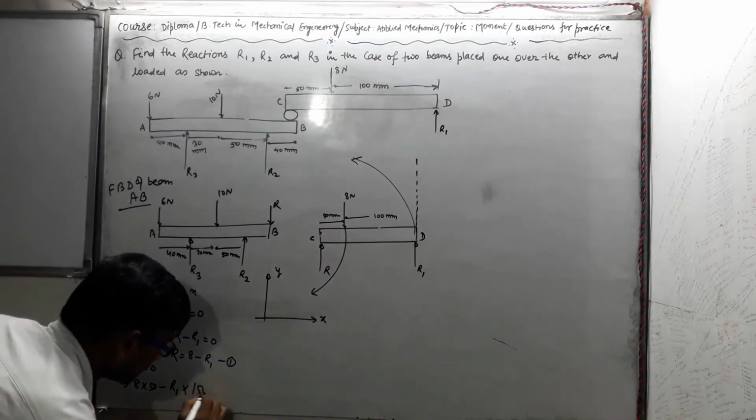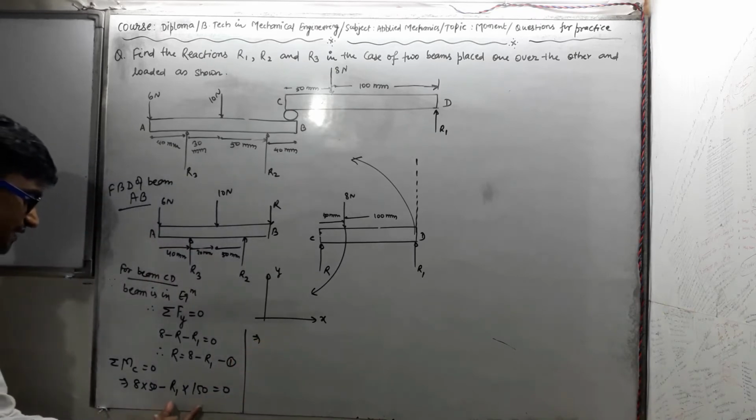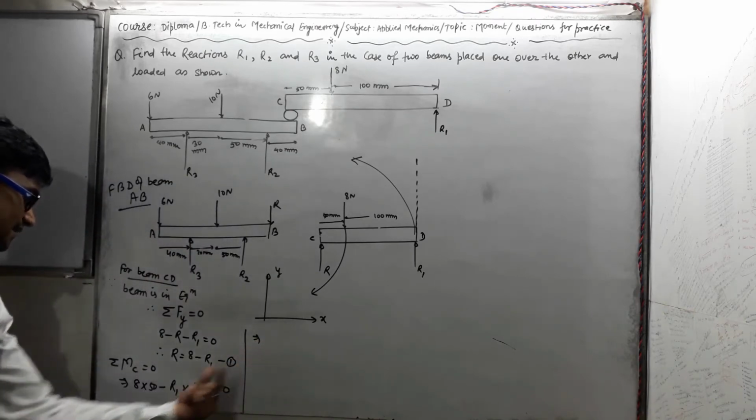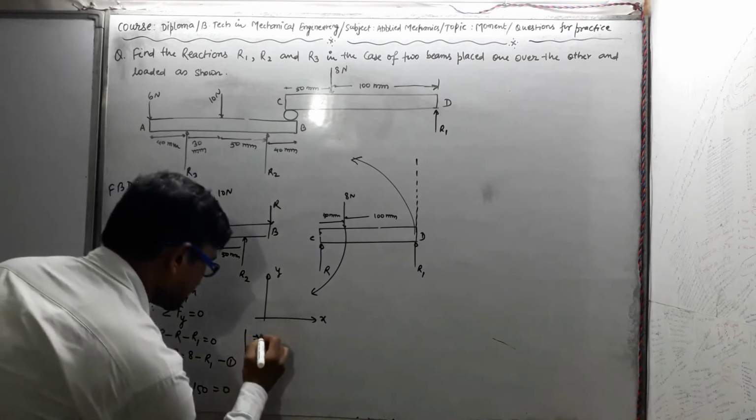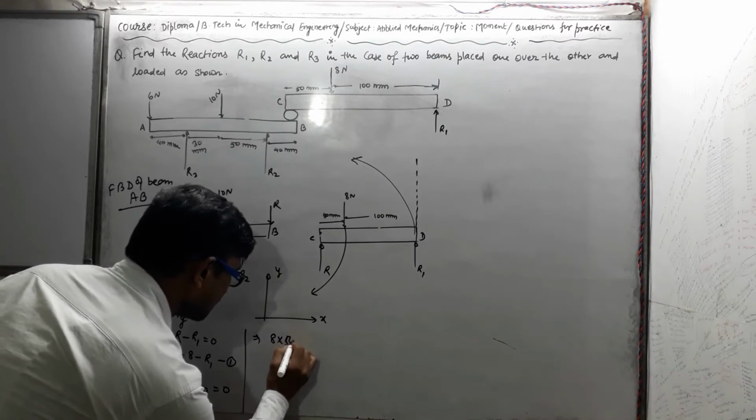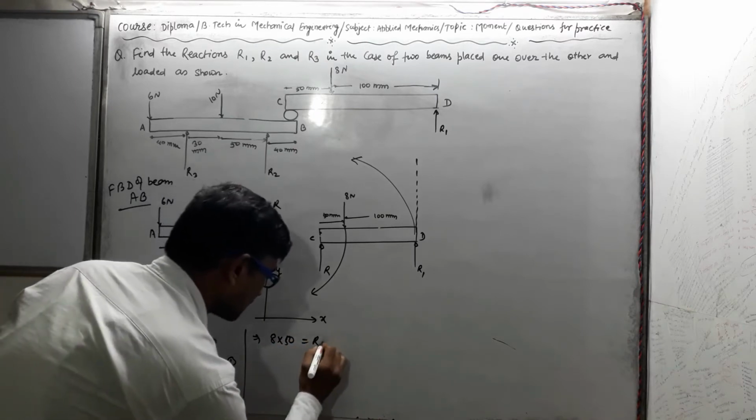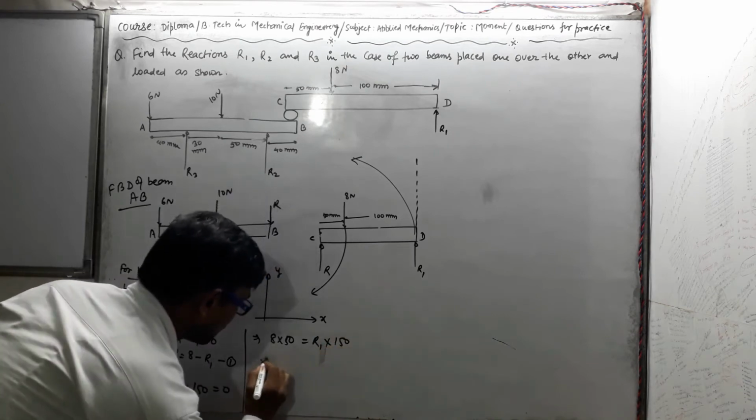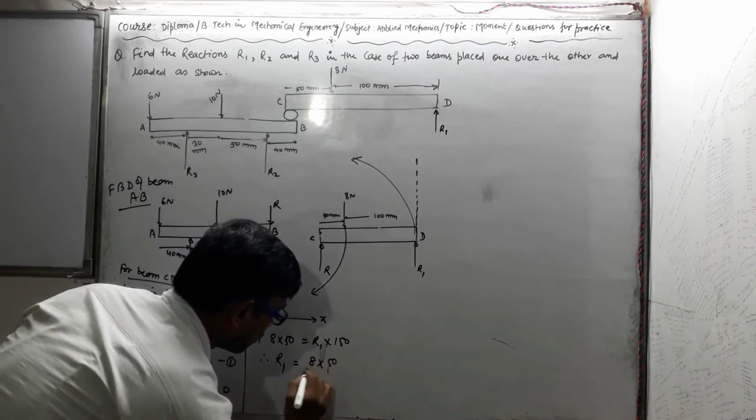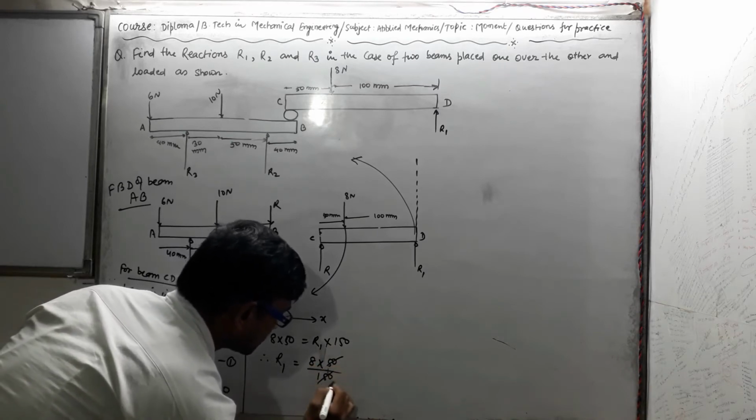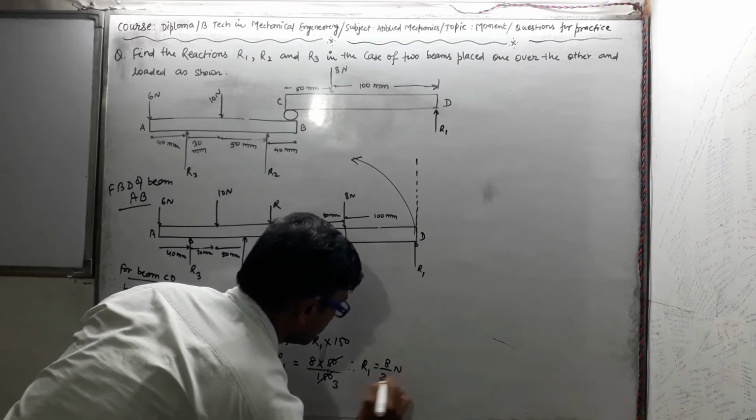So this equals 0. Transposing R1 multiplied by 150 to the right-hand side, it becomes positive. So 8 multiplied by 50 equals R1 multiplied by 150. Therefore R1 equals 8 multiplied by 50 upon 150, which means R1 equals 8 upon 3 Newton.